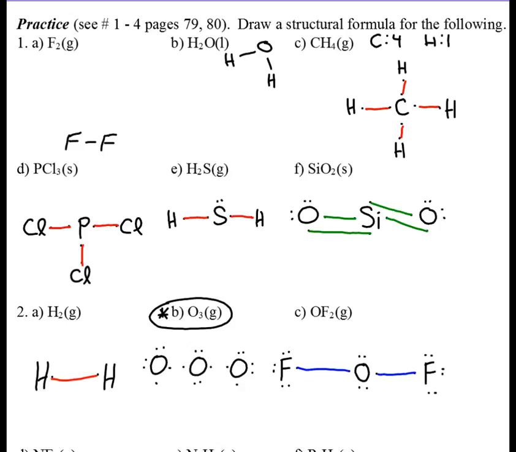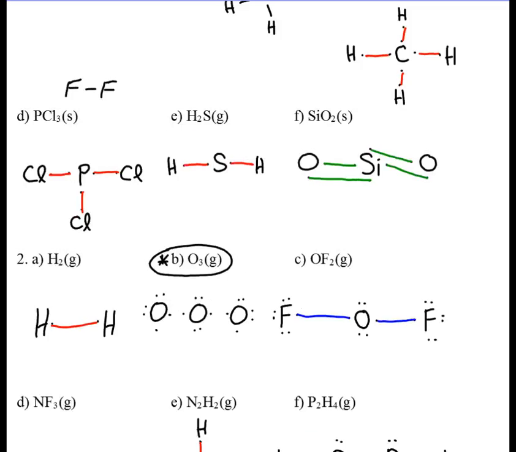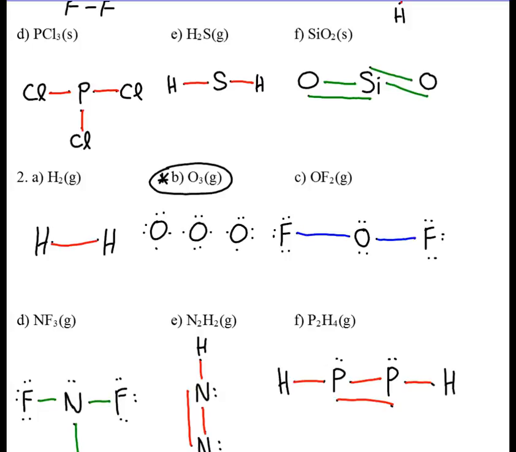dihydrogen sulfide and removing non-bonded electrons. For silicon dioxide, we would have 2 double bonds, giving silicon, the central atom, 8 electrons, and each of the oxygens would still have 8, 2 non-bonded and 2 bonded pairs. Looking at hydrogen gas, which is also diatomic, no non-bonded electrons, single bond.